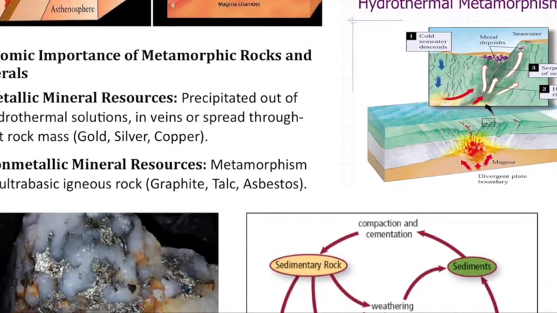The economic importance, it really just depends. A lot of times hydrothermal metamorphism can cause veins of minerals to leach out. Say you end up with a vein of gold or a vein of copper, a vein of silver that can then be sold. So that would be very beneficial. Non-metallic would be, there's other stuff that you can sell. Graphite, which is carbon, that's for pencil leads. Talcum powder, all kinds of things like that. So there's various economic importance.